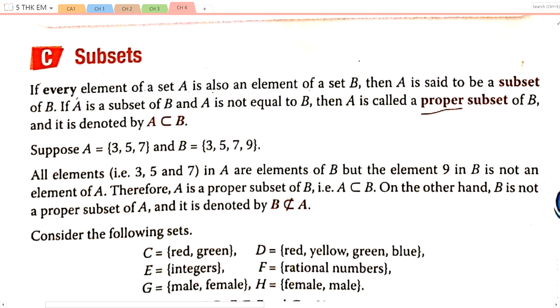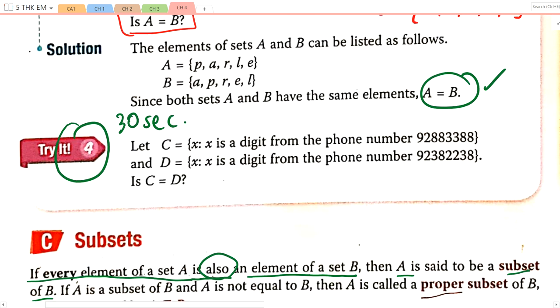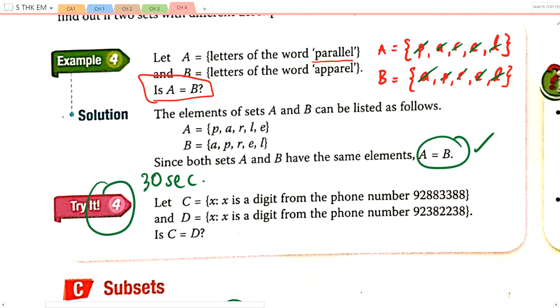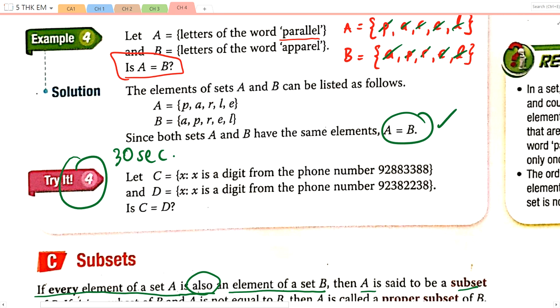Next part is on subsets. If every element of A is also an element of B, then we say that A is a subset of B. Okay, before we move on, let's take a look at this using the definition of subsets. If every element of A is an element of B, then A is a subset.